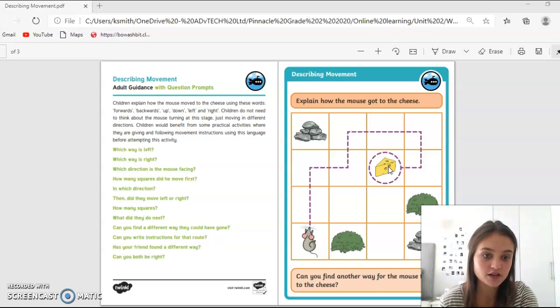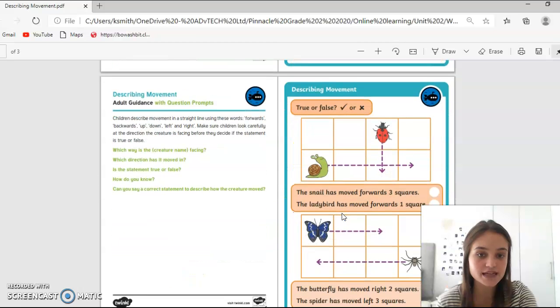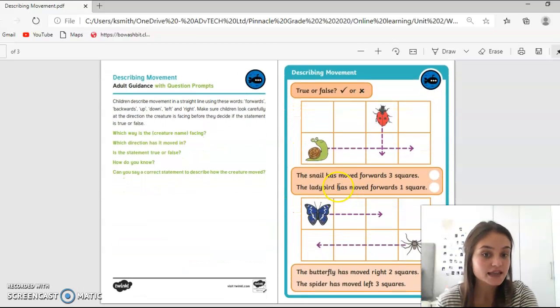I want you to have a look and use your directions to see, and use the same language, boys and girls, and you're going to complete all these activities reading. The snail has moved forwards 3 squares. Okay, so because he's facing right, he will be moving forwards. Can you see that? So yes, 1, 2, 3. If he ends up following his line, he will.